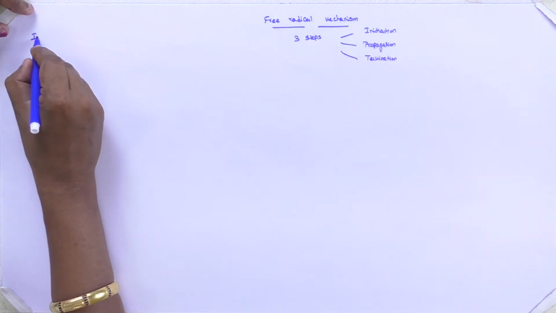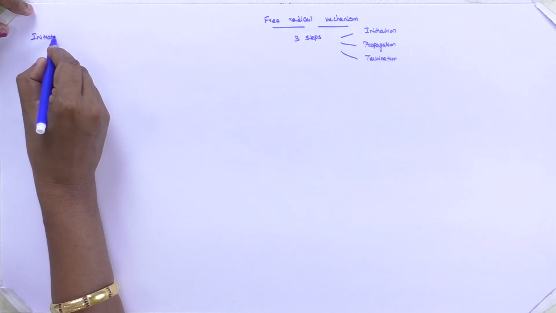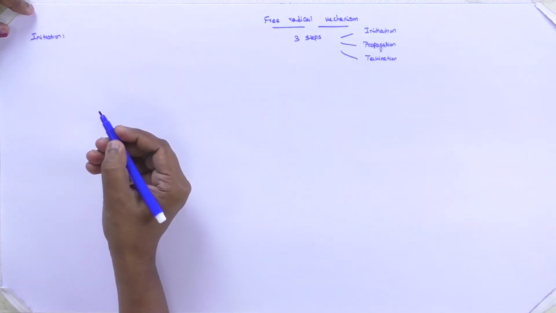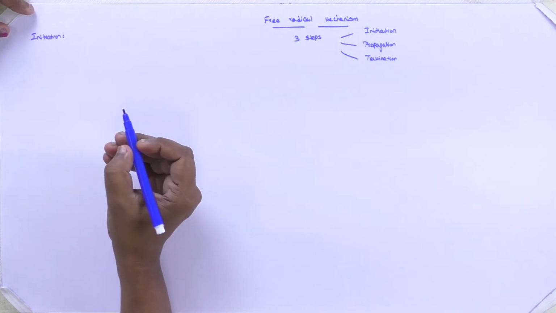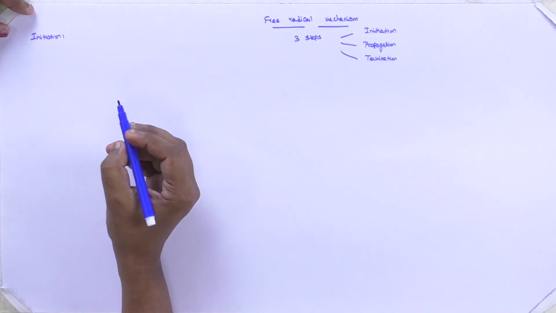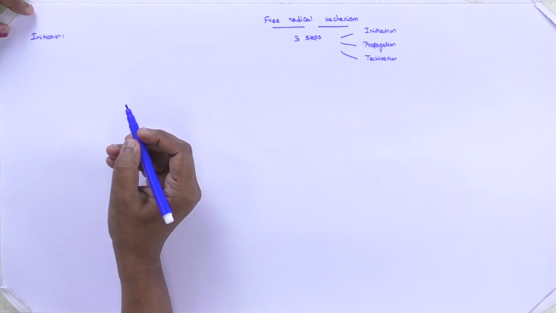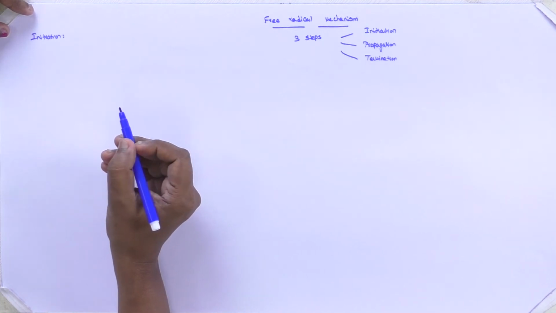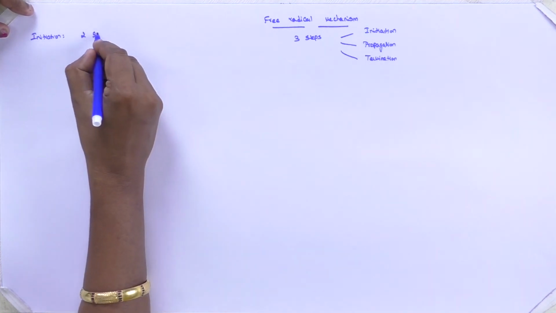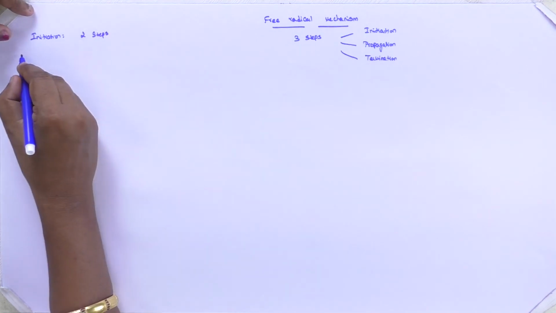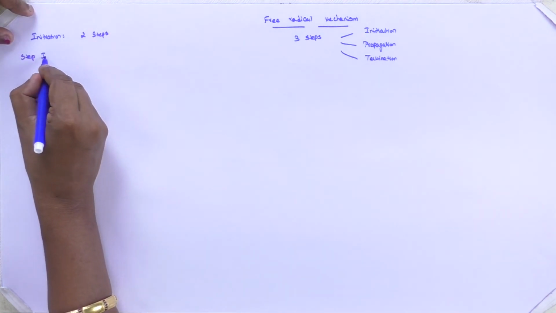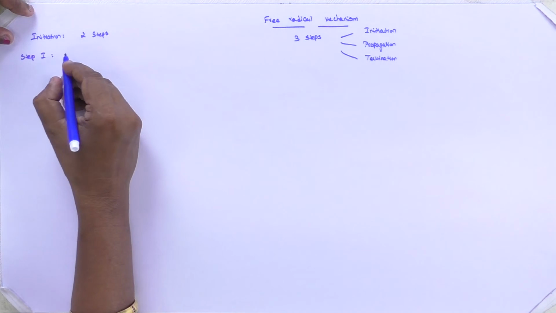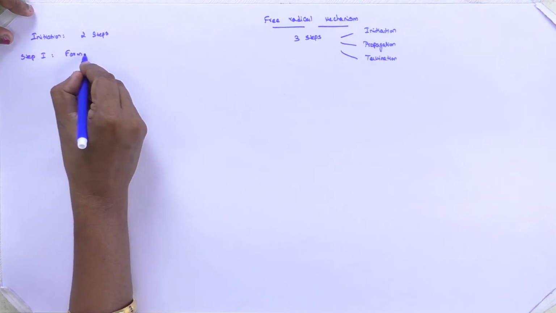First step is initiation. Initiation in a free radical polymerization takes place again in two steps. Step 1 is formation of the initiating species.